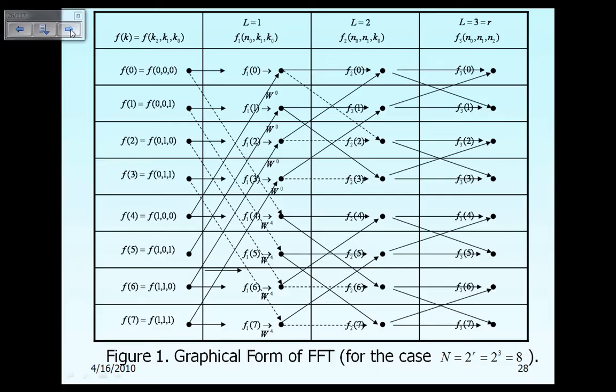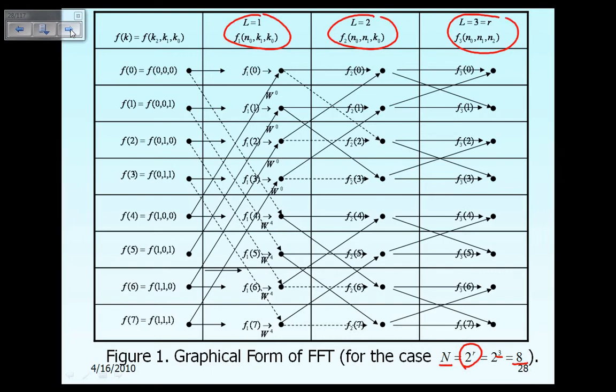So to summarize, let's see what happened. In this situation, you have the number of data points capital N equal to 8, which can be expressed as 2 to the power R. That means R must be equal to 3. Because R is equal to 3, you have to calculate 3 intermediate vectors: f sub 1, corresponding to level L equal to 1, f sub 2, corresponding to level L equal to 2, and vector f sub 3, corresponding to L equal to 3.